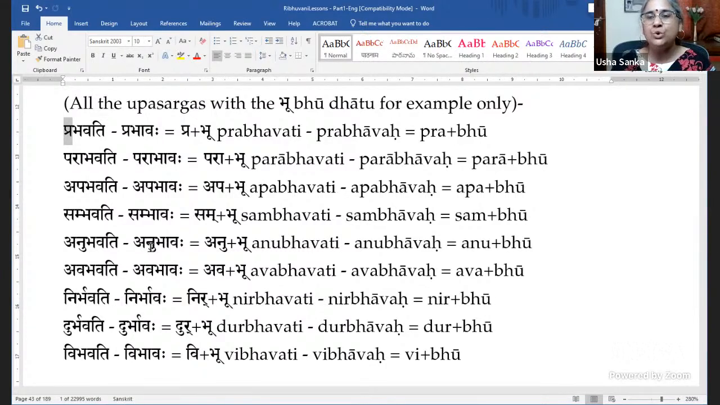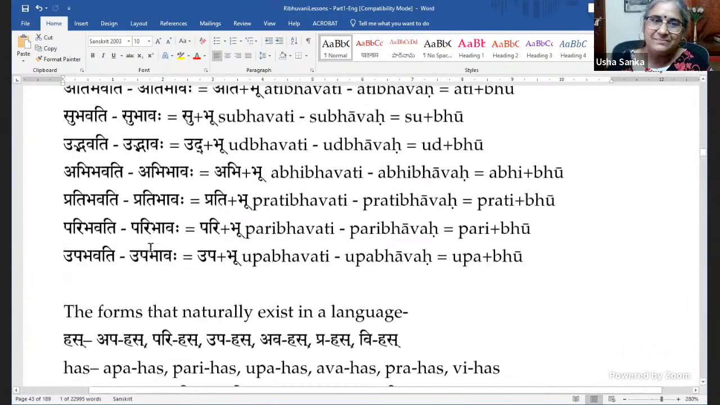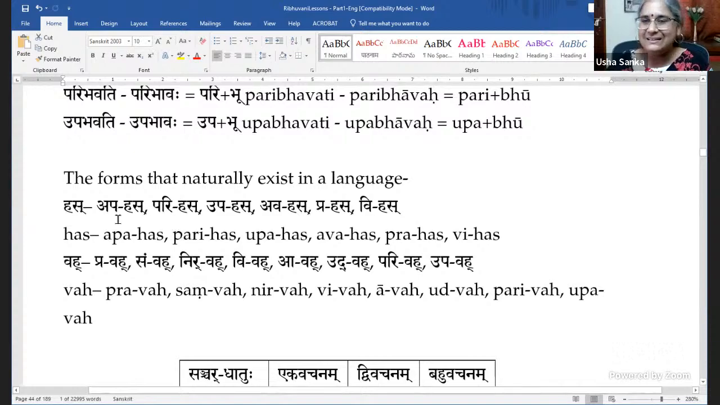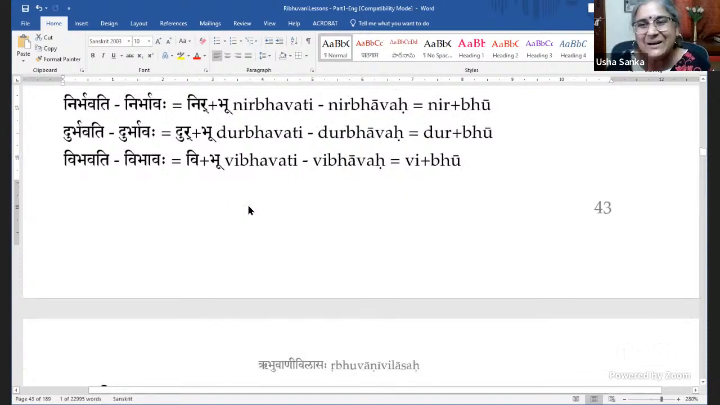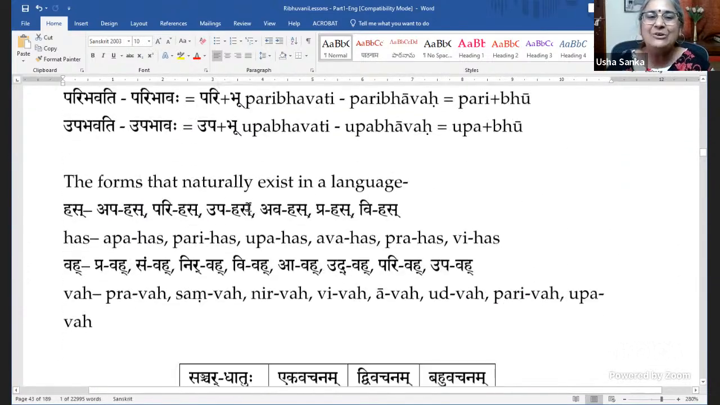The count of dhatus is nearly 2000. We can take it as 2000, multiplied by 22. Technically, theoretically, so many forms are possible. Clear? Okay. So many forms are possible out of this.